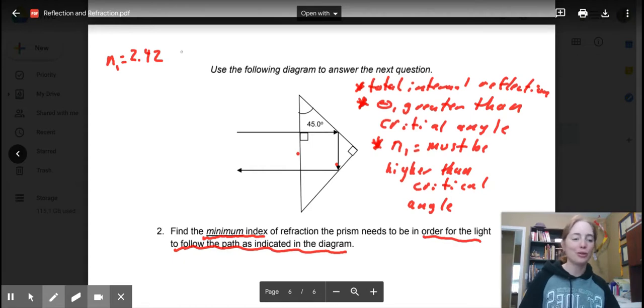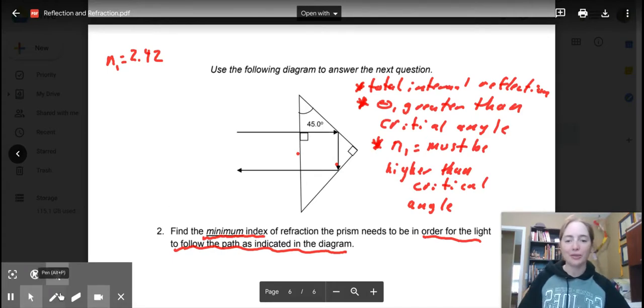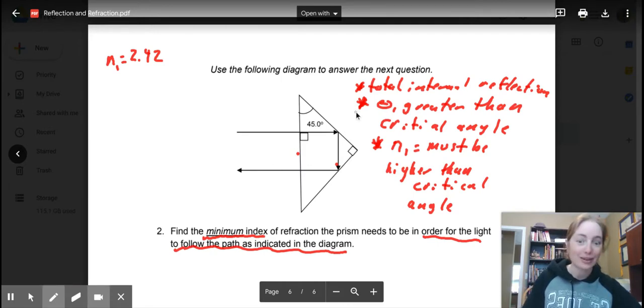So that's what we are going to be looking at here. We're going to calculate the N value at a critical angle scenario and recognize that the N of this prism must be higher than what we calculate. So we're going to calculate N at a critical angle. How are we going to do that? Well, first, we need to determine our normal line. Remember, normal is always perpendicular to the surface. So here is our normal.